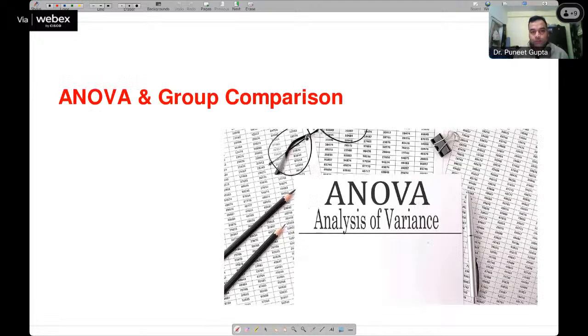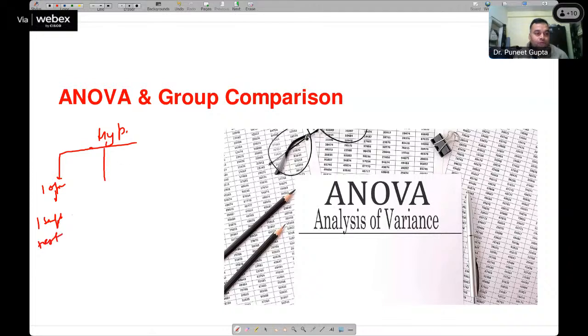So today's topic is ANOVA and group comparisons using R. Again, I will try to create some background on why ANOVA, why group comparisons, and from where we left the hypothesis testing. Basically, in hypothesis testing we started with one population, or you can say we started with the one sample t-test, where we were testing the average of one population.